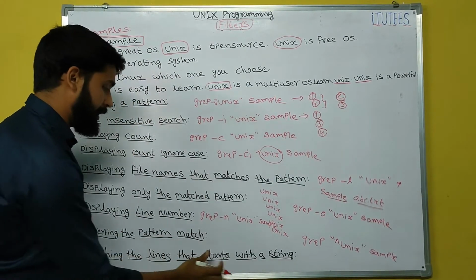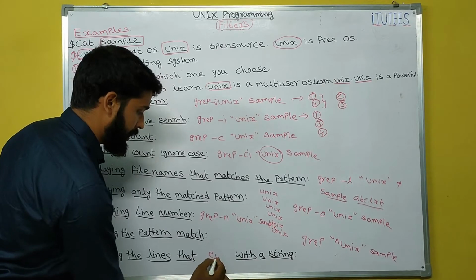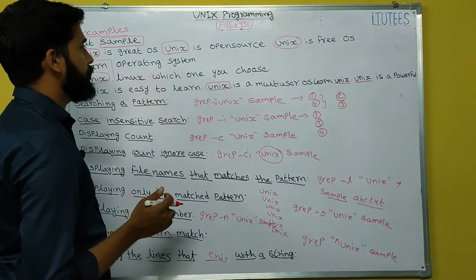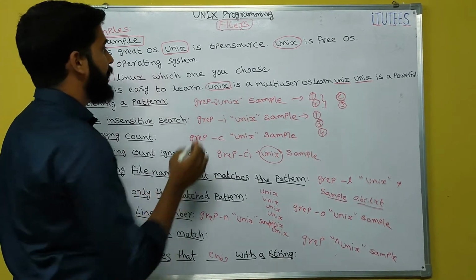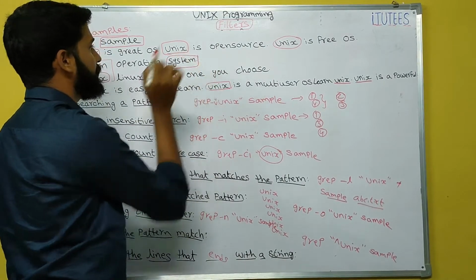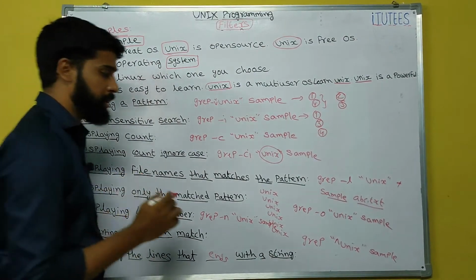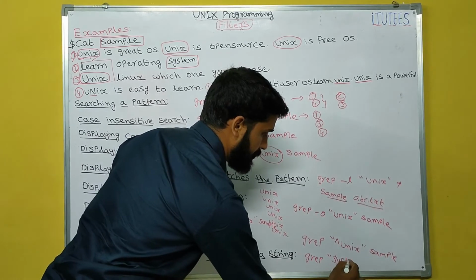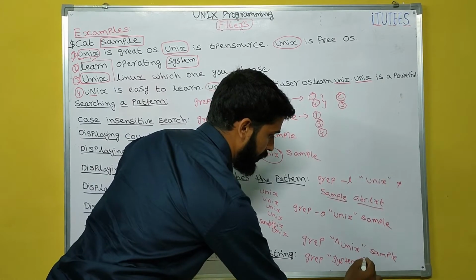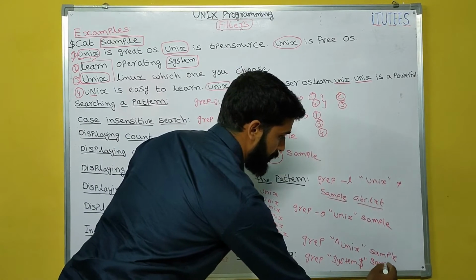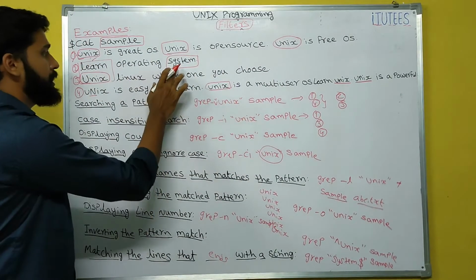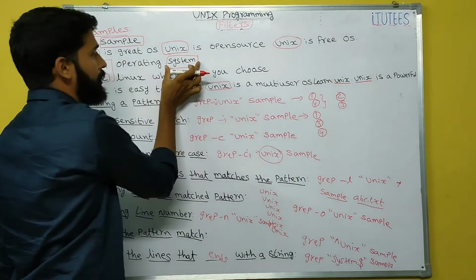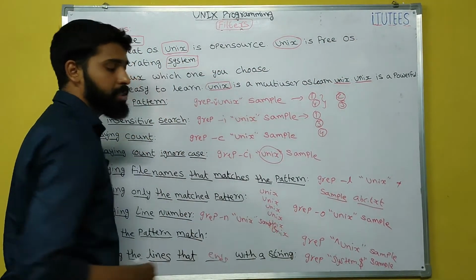So matching the lines that end with a string. For example, here I want to know the lines ending with system dot. How? grep system dot dollar, the file name is sample. Now it displays the second line as the output. That means it identifies the end of the line only. If the end of the line is system, then it displays the output.